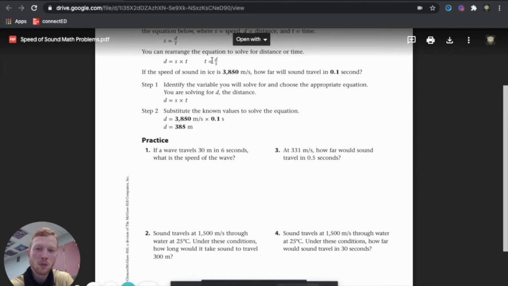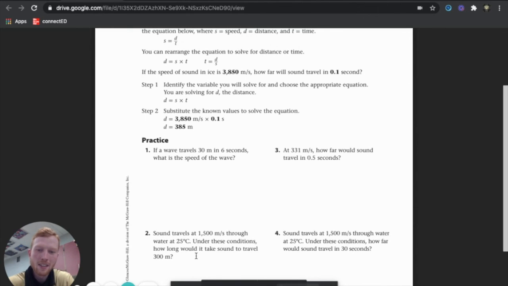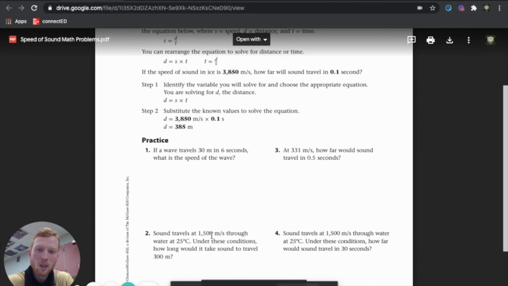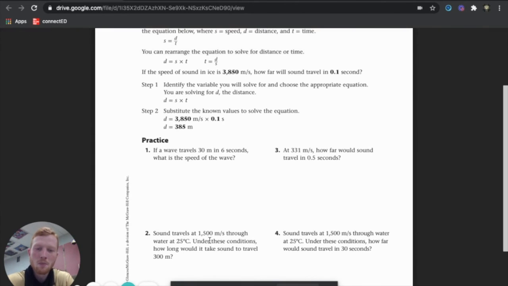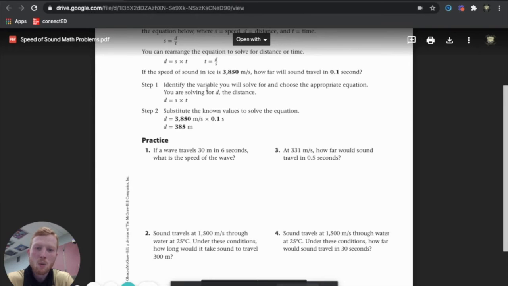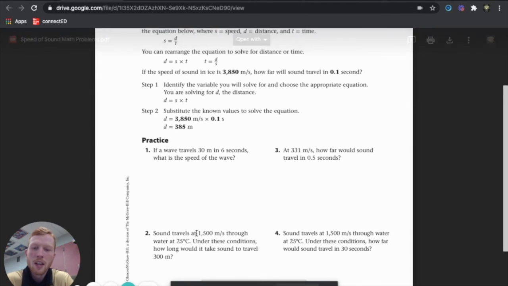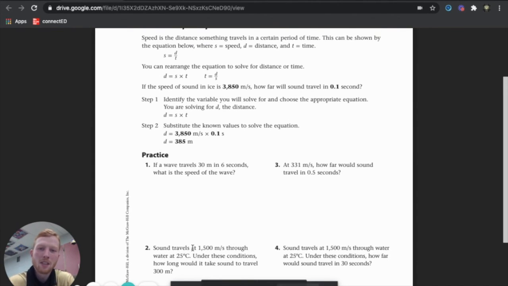Therefore, I need to use this formula right here where my cursor is, T equals D divided by S. I know that D stands for distance, so it is asking me for 300 to plug in for D. I know that my speed is 1,500 meters per second, therefore I need to plug 1,500 in for S. So for number 2, I need to do 300 divided by 1,500. And because I'm solving for T, I need my answer to be labeled as S for seconds.